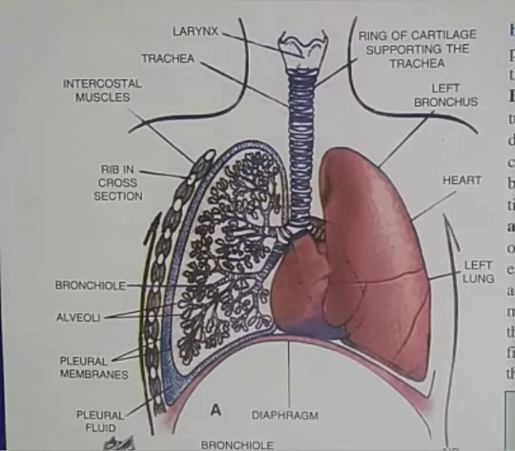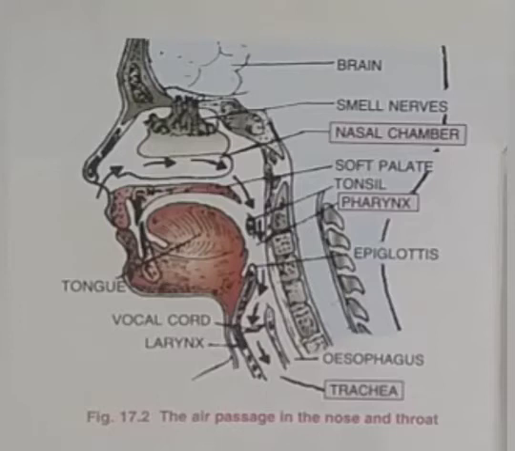Now let us understand how respiration takes place. We will start with the nose. As you all know, we breathe through the nose. The nose bears two holes known as nostrils. Nostrils are separated by a very soft bone known as cartilage. The division which divides the nostrils is known as the septum. So the nostrils are separated by a cartilaginous septum.